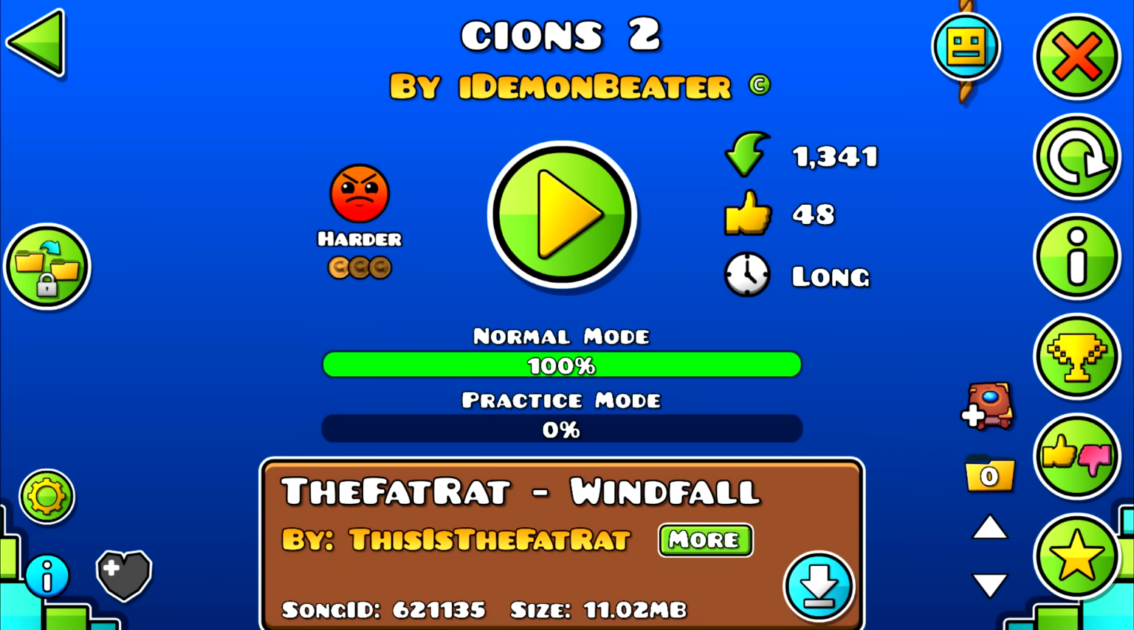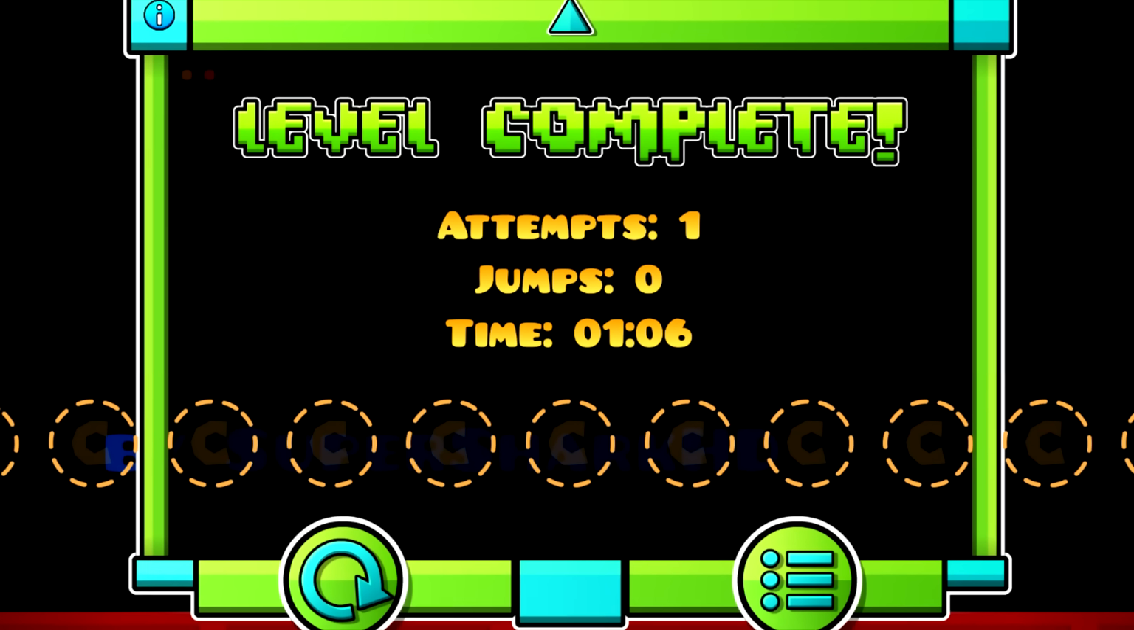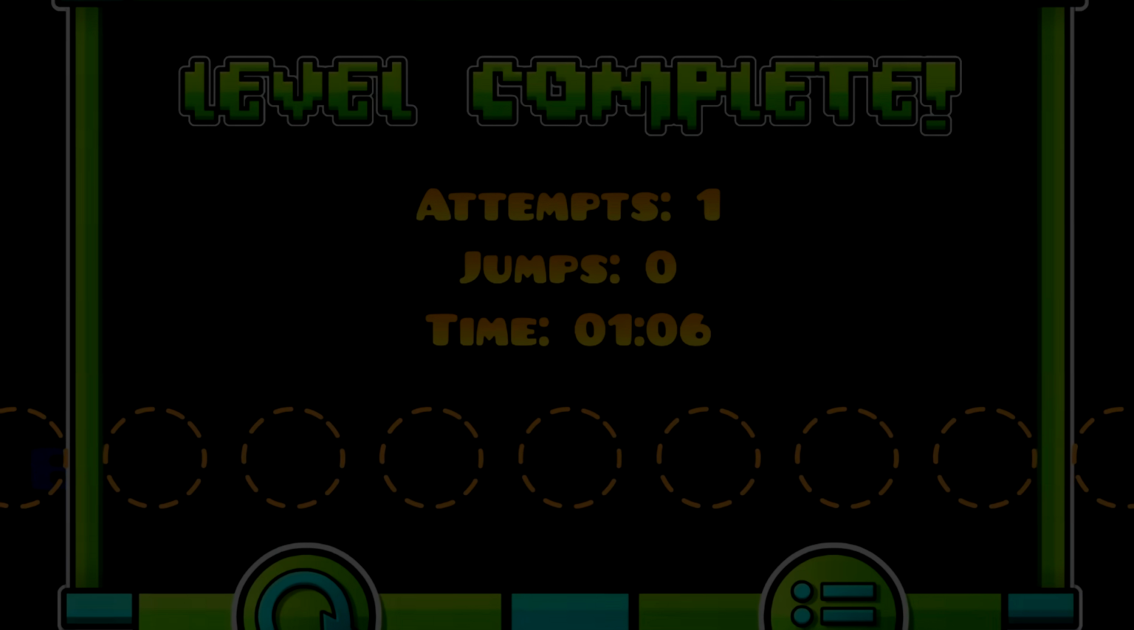Sion's 2 is a level that gives you 11 user coins when completed. It's probably just a visual bug, but how the creator did that is a true mystery.